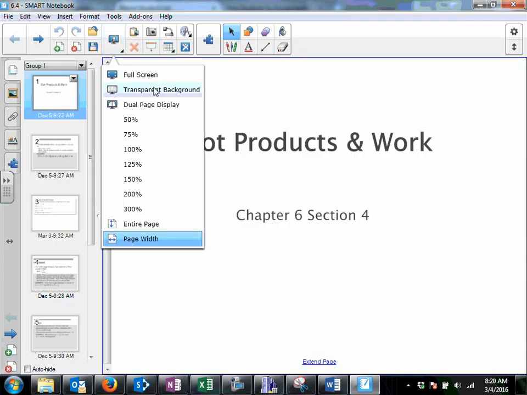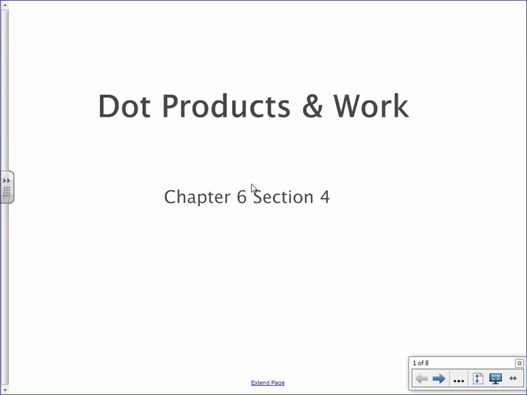Right, so today we actually get to multiply vectors together. We also get to talk about work, those of you who have had physics before.